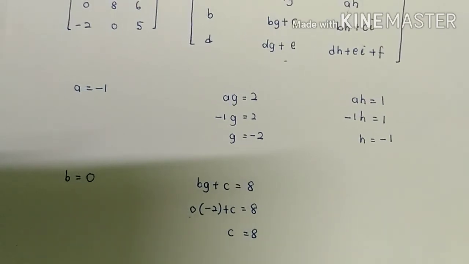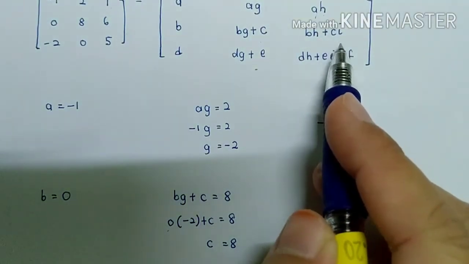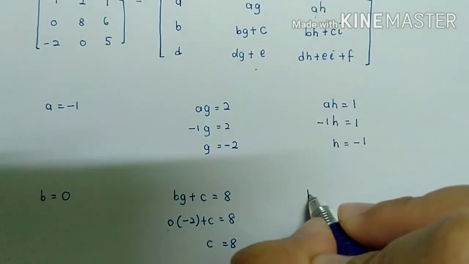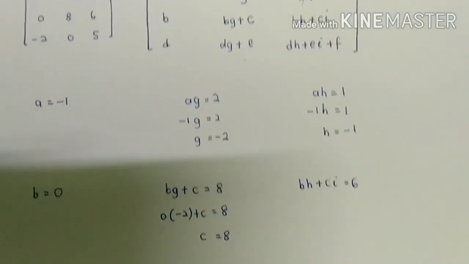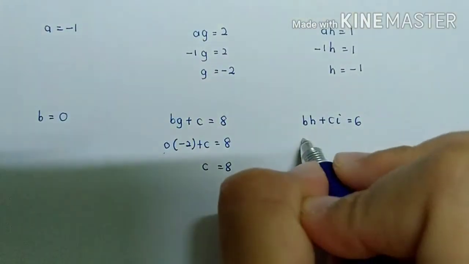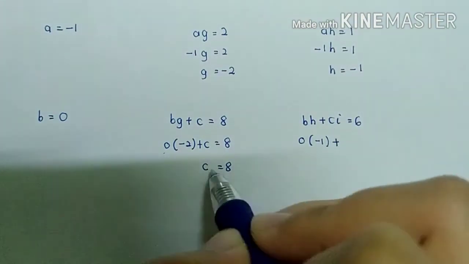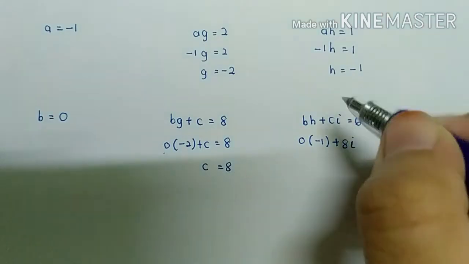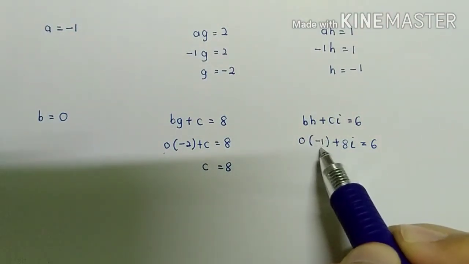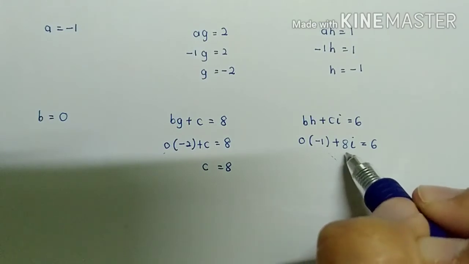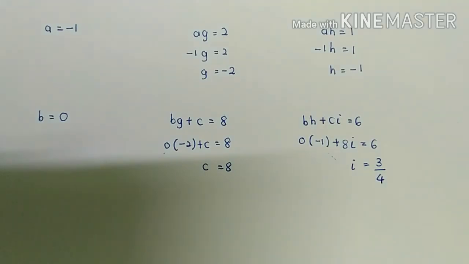Okay. And then for the second row and third column, we have BH plus CI equals to 6. Okay, so we substitute value of B. B is 0. And then H is negative 1 plus C is 8. I equals to 6. So this one is 0. 0 times negative 1 is 0. So 8I equals to 6. Therefore, I is equals to 3 over 4.